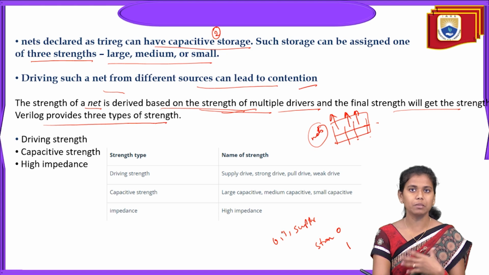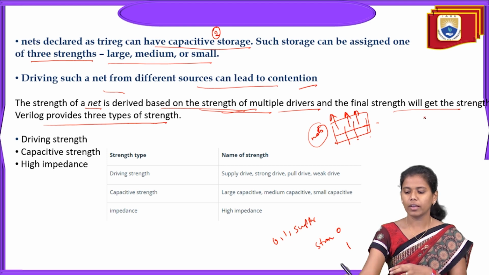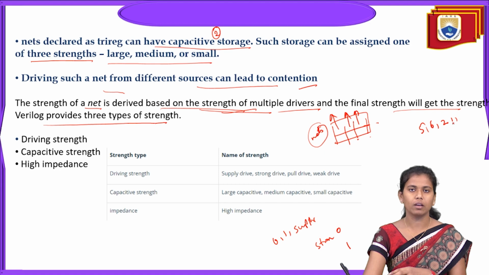Sometimes what happens, multiple drivers will come into existence. So the multiple drivers, based on the signal strength 5, 3, 2 or 1. Okay, that means what?